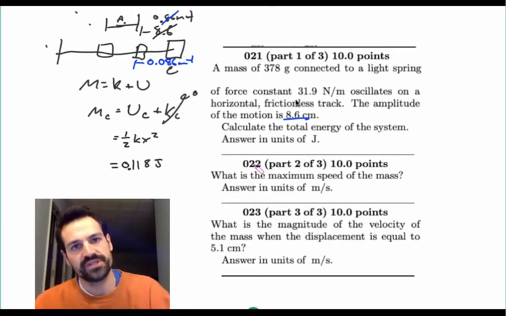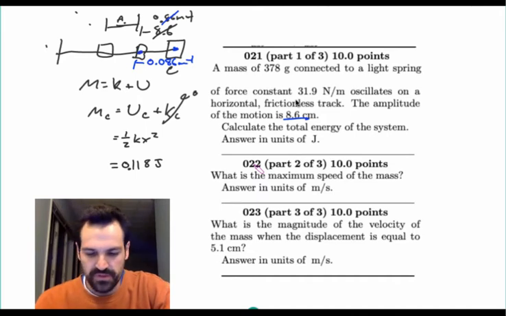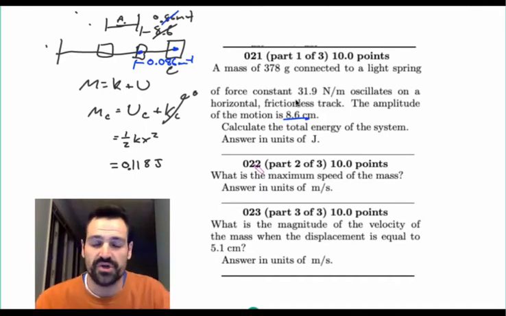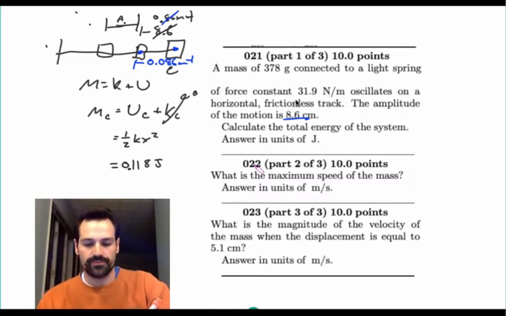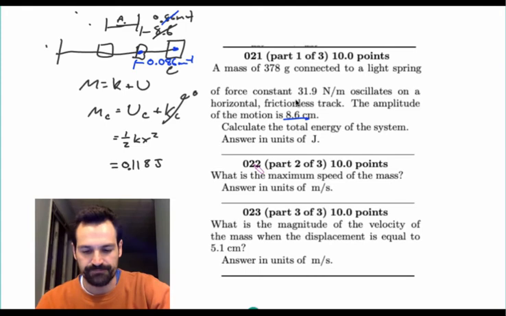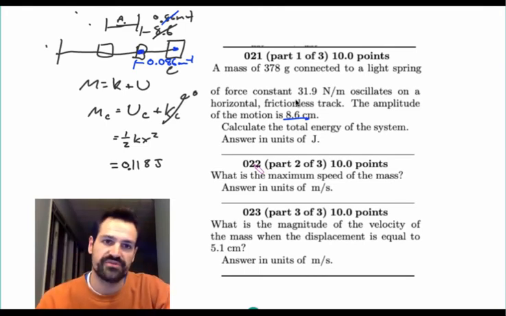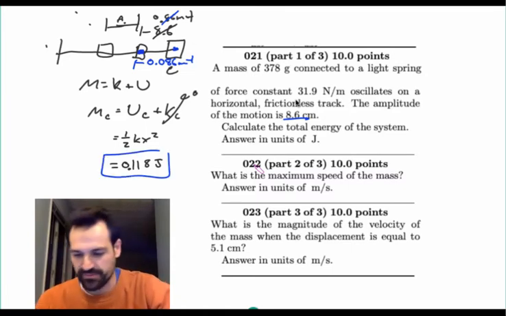Number 22, what is the max speed? Anytime you see a problem like this, it's conservation of energy. Max speed, your first thought should always be conservation of energy. And it won't always be the case, but most of the time it will. So where is our max energy going to occur? Well, that's going to happen at the equilibrium point, at position B. So I'm going to use conservation of energy since we already have the total energy. That's equal to the energy at position B.